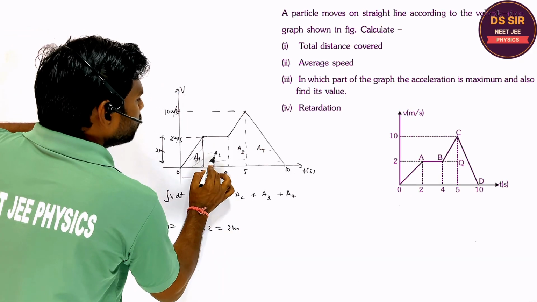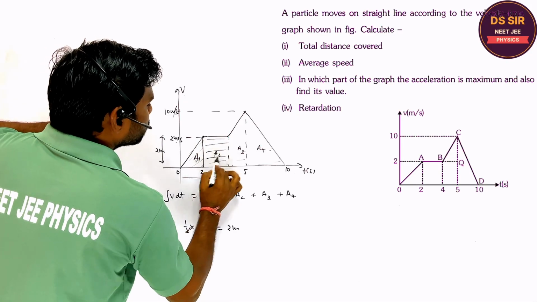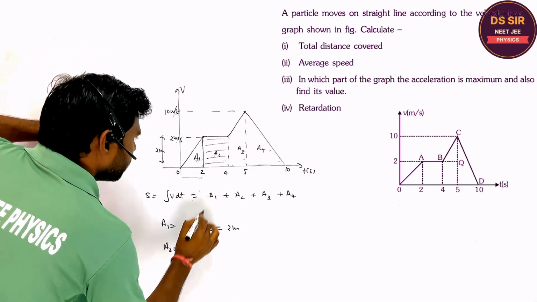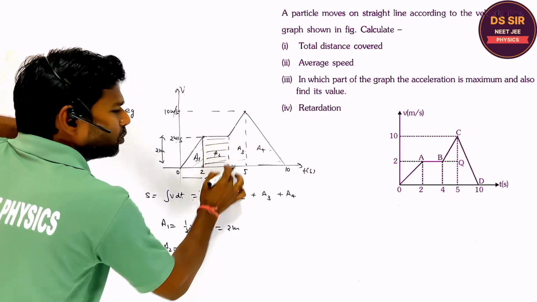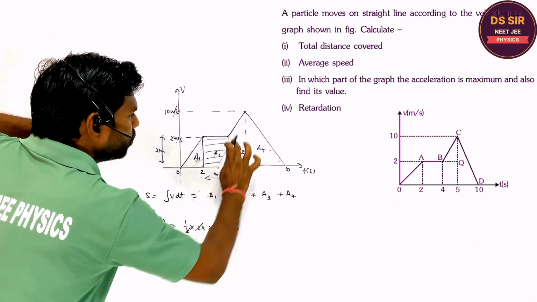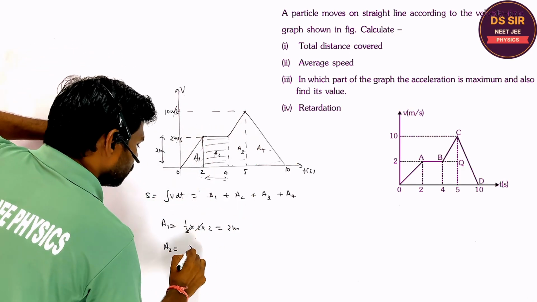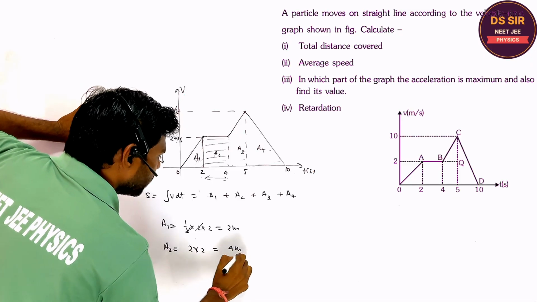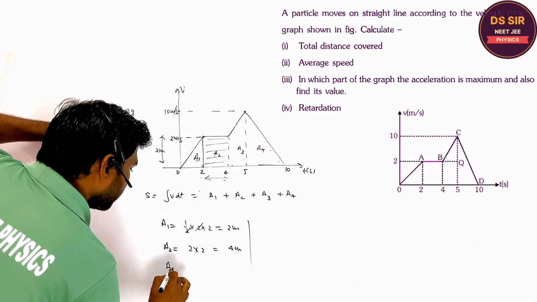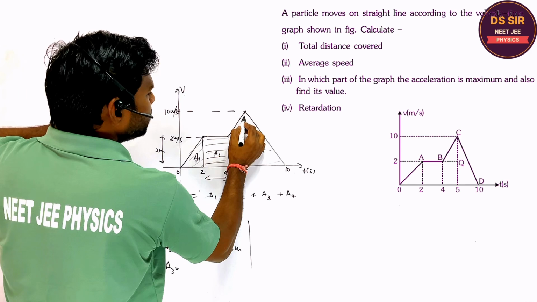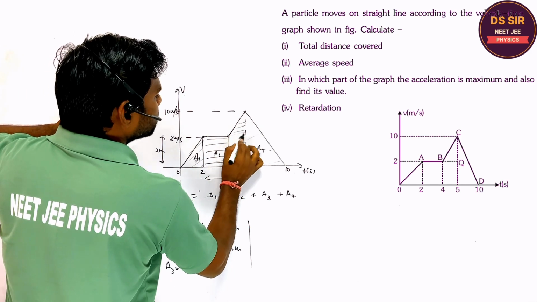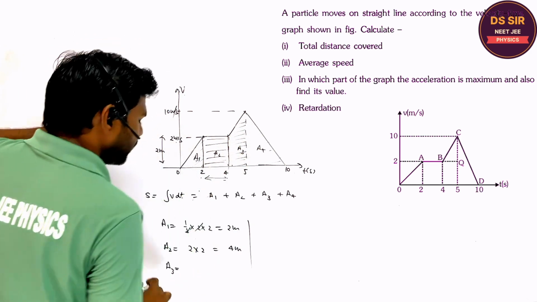Fine. What about the A2? This is the A2. A2 is what? Perpendicular into base, right? This is 2 and this distance is also 2, 2 into 2 is equal to 4 meter. Fine. What about the A3? The A3 is this trapezium, right? This is the trapezium. How to find the A3?